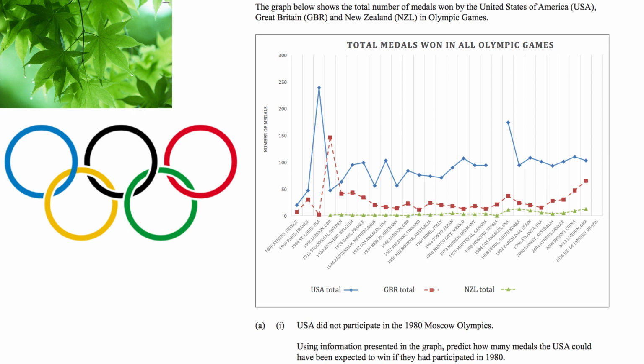So they've looked at the US, and that's the blue line that we can see in the graph. There's the Great Britain one, which is the red line we can see. And then there's a New Zealand one, which is the green one across the bottom here.